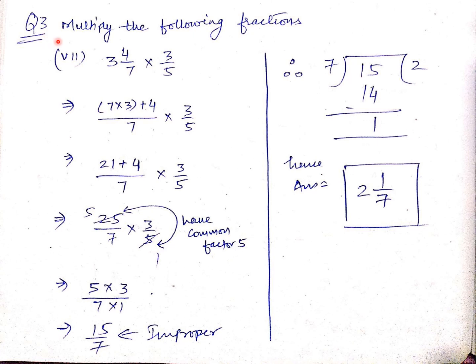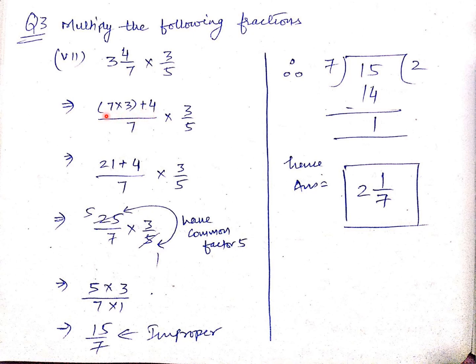Now question number 3: multiply the following fractions. I am taking the seventh part. All parts are very simple with similar concept. So if I do all the questions, I will be taking the chance from you to practice those questions. So I'm taking only one part of this question, that is the seventh one. Just see, very simple. We have a mixed fraction into a normal fraction. First of all, we will make it normal, and we know the process: 7 into 3 plus 4 upon 7. That is why I wrote it like this: 7 into 3 plus 4 upon 7.